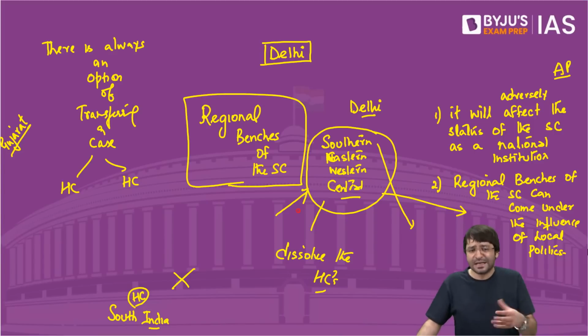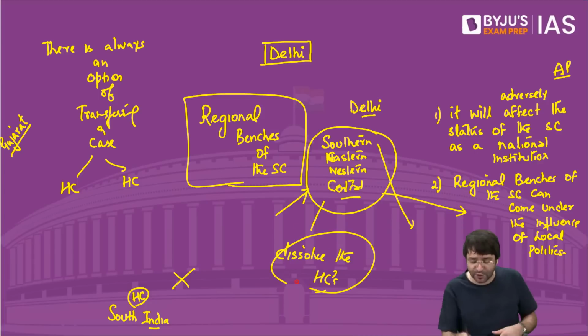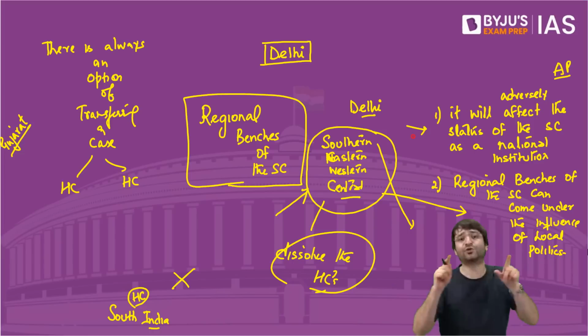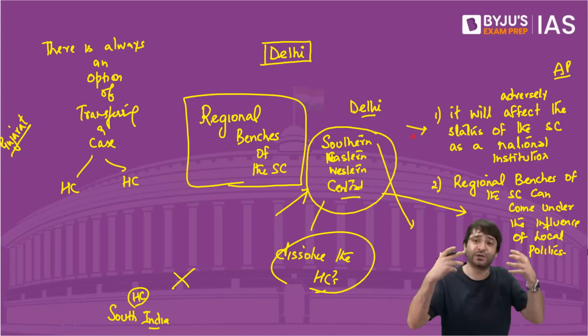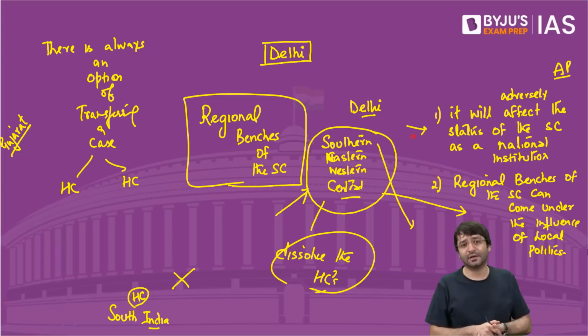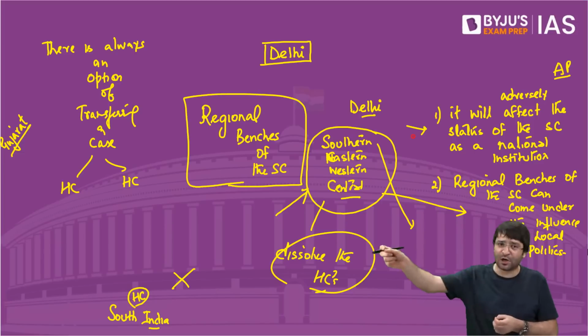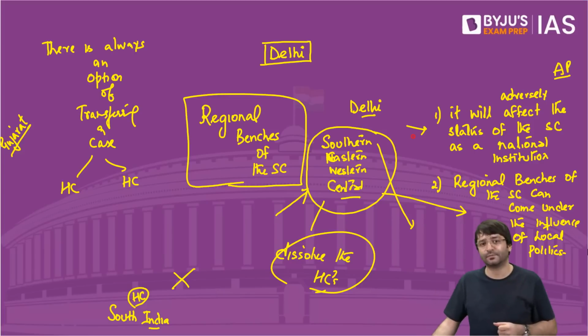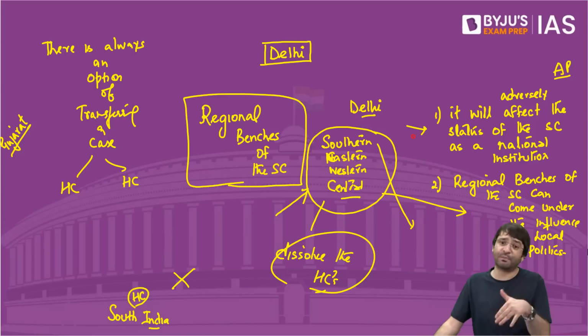But that doesn't mean that just because they may come under local influence, you will not set up regional benches. By that logic, all the high courts should also be dissolved. And I don't agree. What is the use of the Supreme Court as a national institution when it is not catering to the interests of the entire nation? When people from deep south, deep northeast, deep east, and deep central India cannot access the Supreme Court because it is time consuming and expensive, that is why regional benches should be constituted.